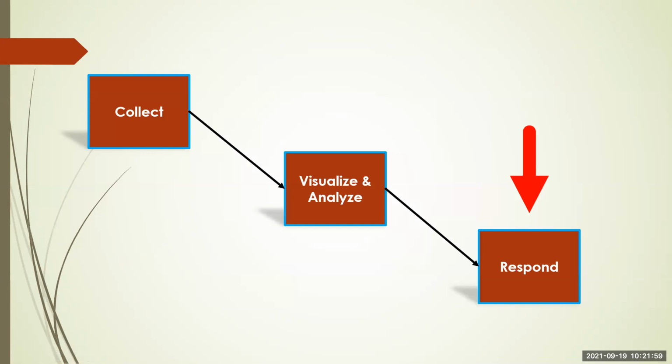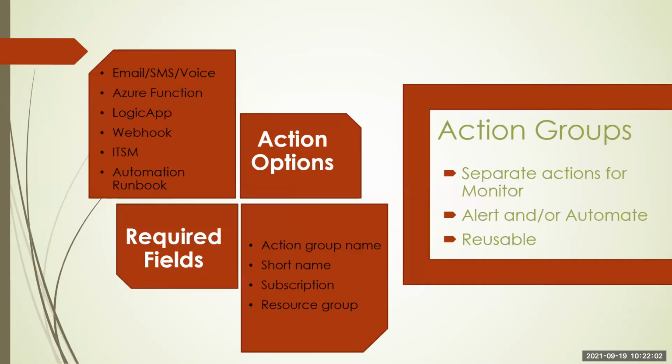Next one, respond. Respond in the sense, this is what is crucial. We collect the information. On top of the collected information, what we want to do: so and so event has occurred, then send this particular email to the service desk. That is possible. Send email, SMS, voice, or trigger a webhook of the automation account, or raise a ticket in ITSM, means ServiceNow, Jira, etc., right? And trigger an automation runbook, anything.